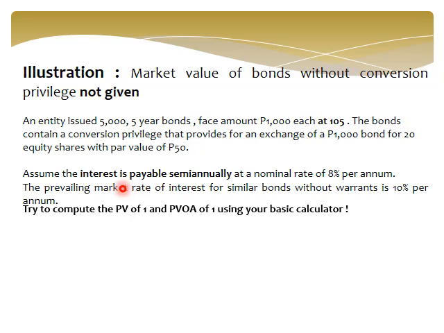So, try to compute the present value of 1 and PVOA of 1 using your basic calculator. Since it is not given, we need to compute the market value or the present value of the bonds without the conversion privilege. Meaning, the present value of the future cash outflows of the bonds. The future cash outflows of the bonds are the principal and the interest payments. So, we need to compute the PV of 1 for the principal and PVOA of 1 for the interest. So, now get your calculator and try to compute the PV of 1 and PVOA of 1.